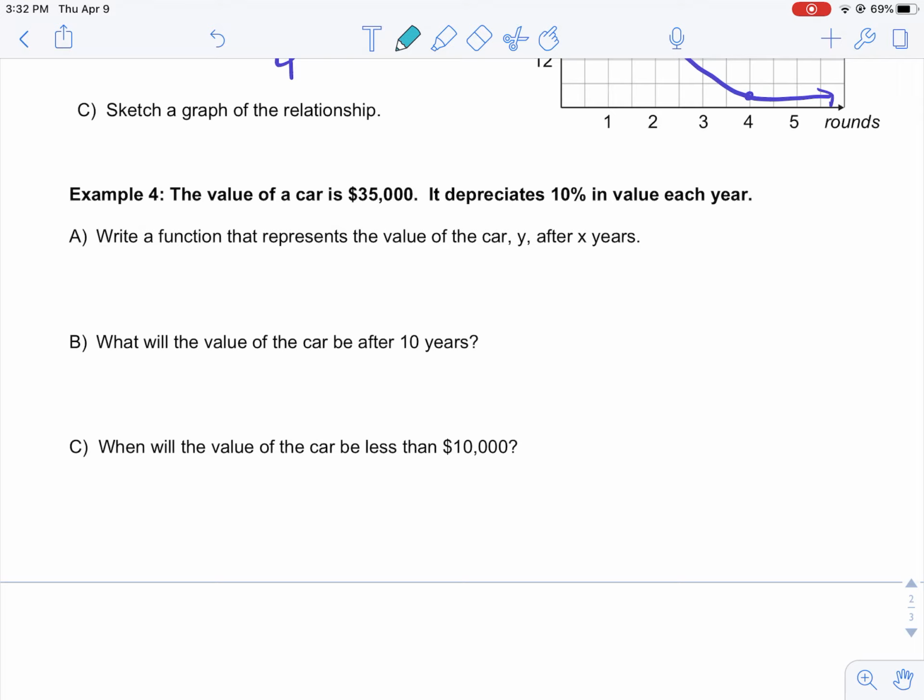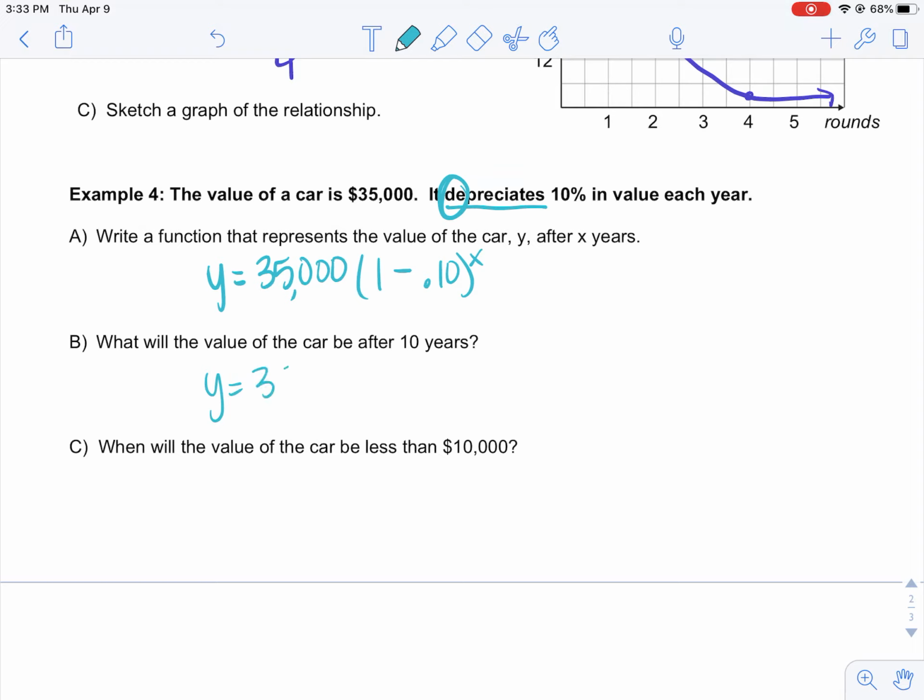So, the value of a car starts at $35,000. It depreciates, so it loses value. Depreciates, losing value. So we're taking it away. 10% in value each year. So first write that function. So 35,000 times 1 minus 0.10 raised to the x.